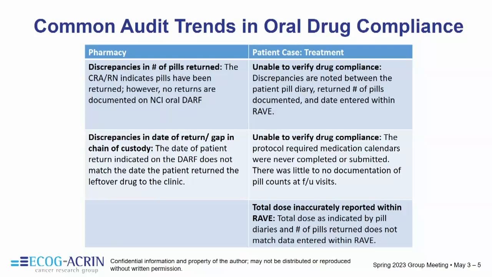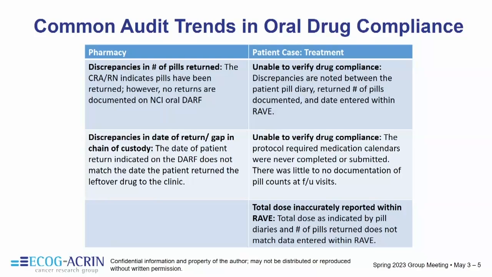For patient case treatment, we do identify some trends in being unable to verify drug compliance. We'll see lots of discrepancies between the patient pill diary, the returned number of pills documented, and the data entered in RAVE. If we can't figure out a narrative, if they don't all paint the same picture, it's hard for us to verify what the actual drug compliance was.